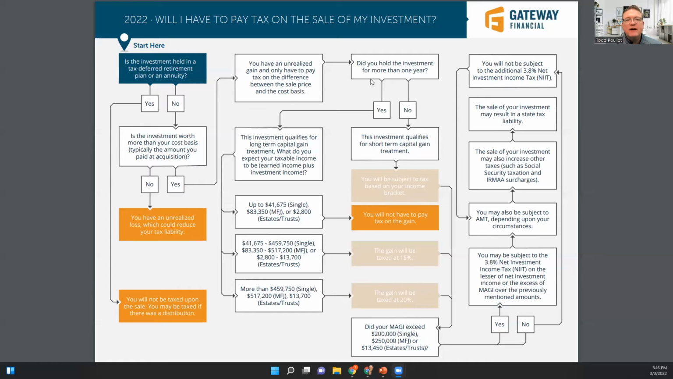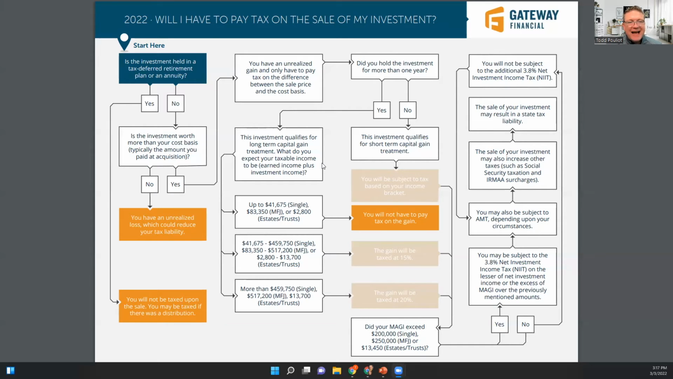Did you hold the investment for more than 1 year? Several times I do see people selling just shy of that 1 year, and it can be a drastic change in the amount of tax they have. So long-term versus short-term. So let's say no, the investment qualifies for short-term capital gains treatment. You will be subject to the tax based on your income tax bracket. And if you did hold it for more than 1 year, this qualifies for long-term capital gains treatment.